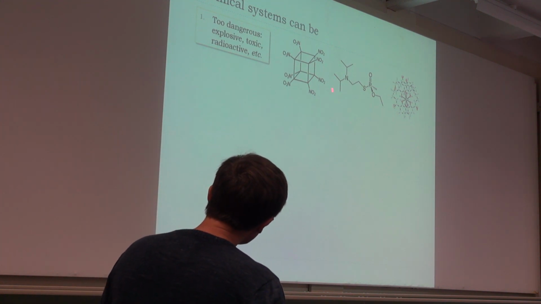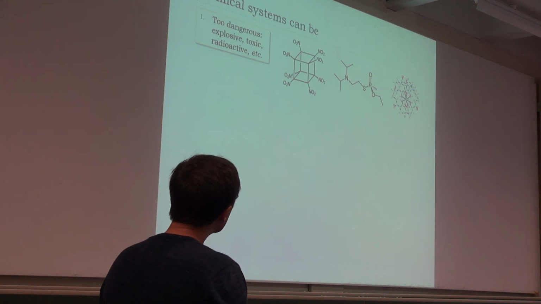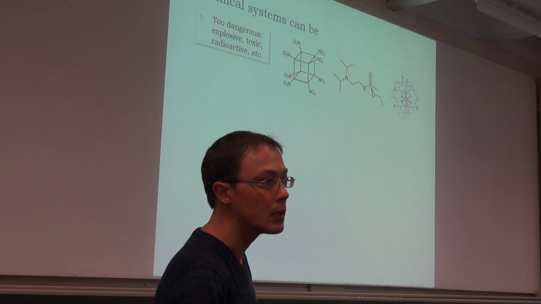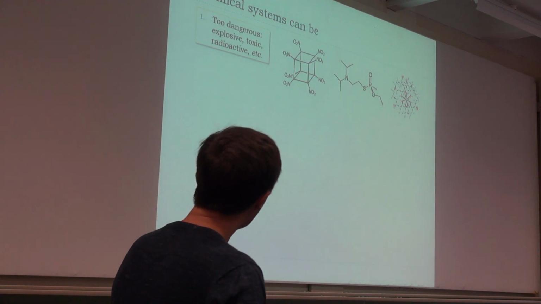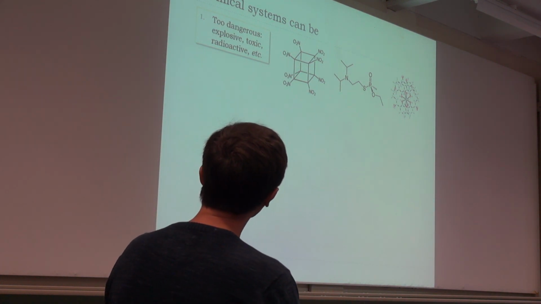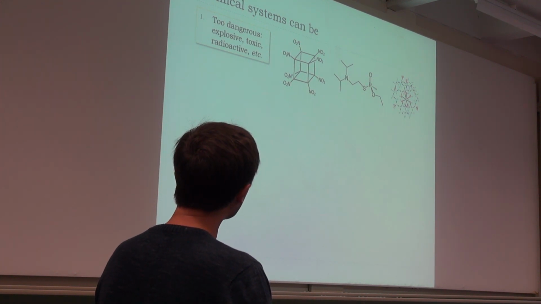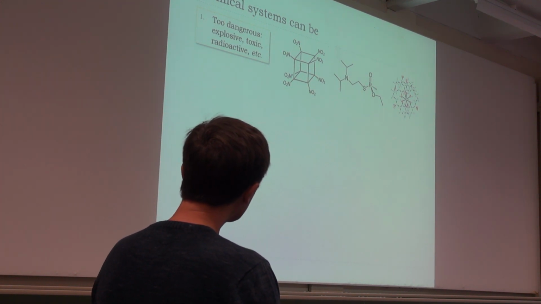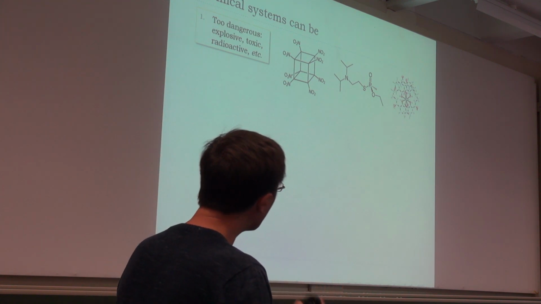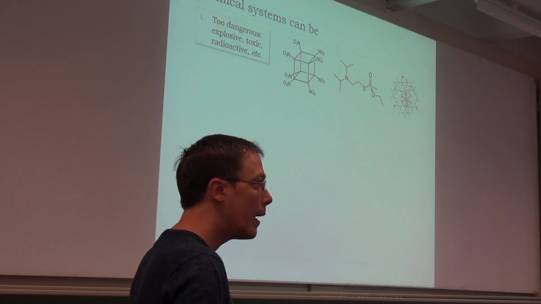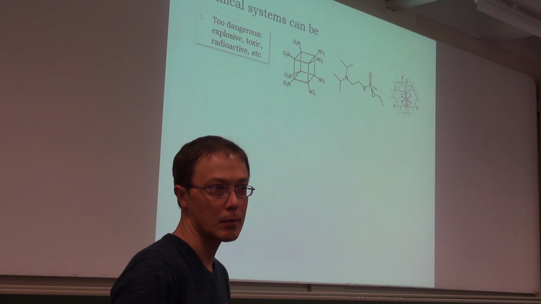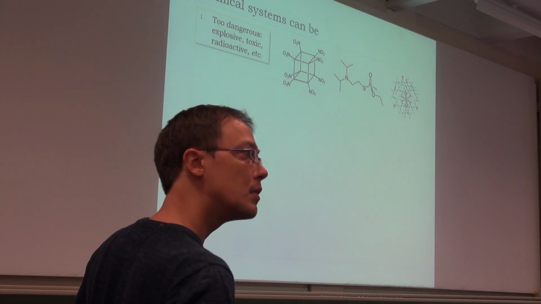This is VX, probably the strongest military nerve agent in current widespread use. It's an acetylcholinesterase blocker. And again, the lethal dose is somewhere around 10 milligrams. And it's not a good idea to have that around in the lab, even with all the safety precautions and so on.